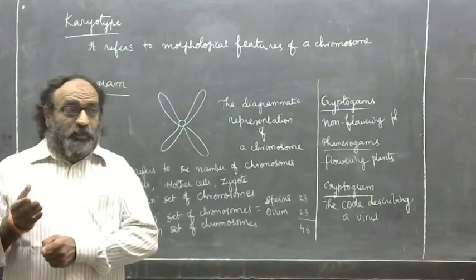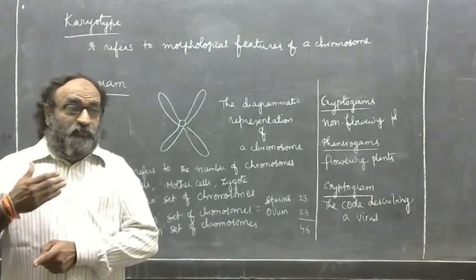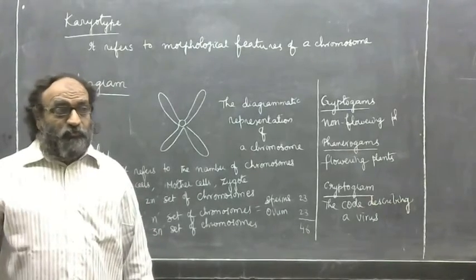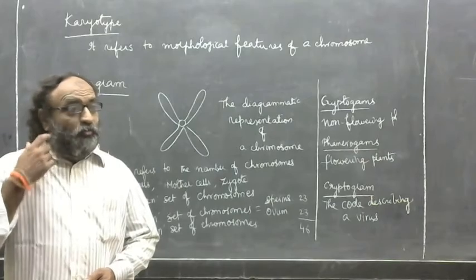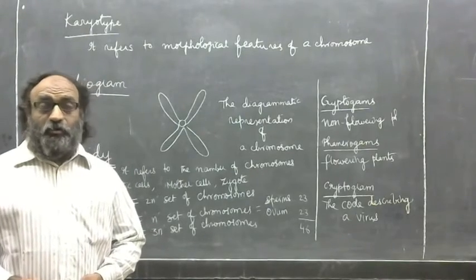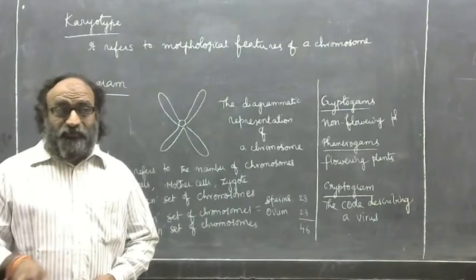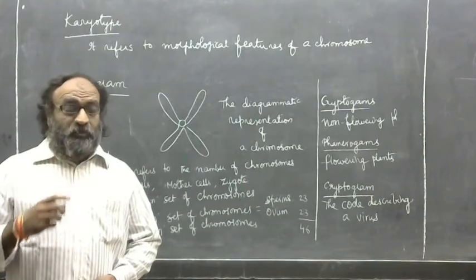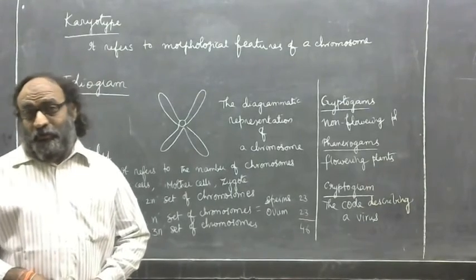There is a haploid condition, there is a triploid condition, there is a diploid condition, and if the chromosomal number exceeds 3n, that is 4n, 5n, 6n and so on, then the condition is said to be polyploidy. Such polyploid condition is more common in plants and less common or rare in animals. Remember, try to remember this point.